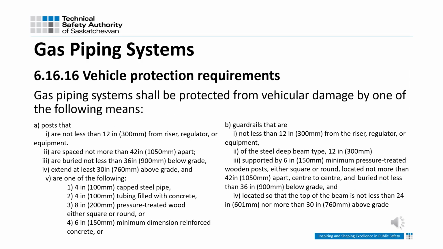6.16.16, Vehicle protection requirements. The change to this clause was that piping and tubing entering a building was changed to gas piping system. This is a requirement that all gas piping systems shall be protected from vehicular damage whether or not it enters a building. The method of vehicle protection has stayed the same in 2025.